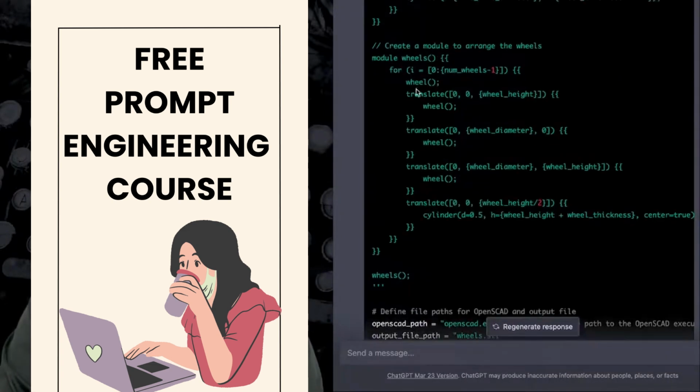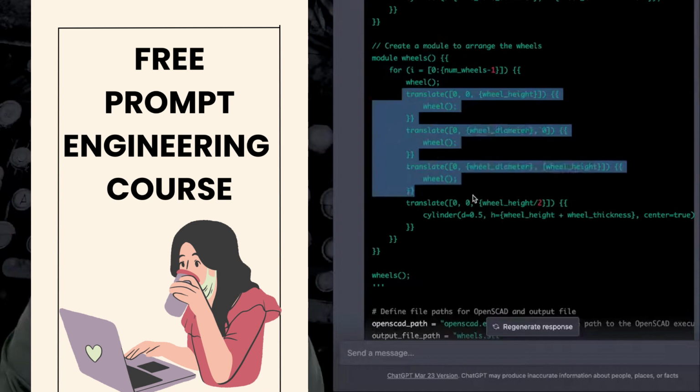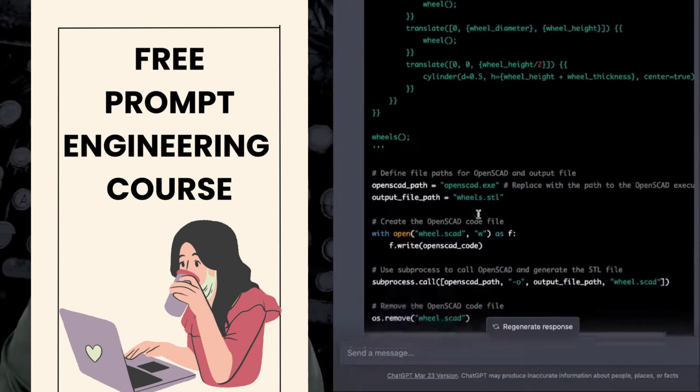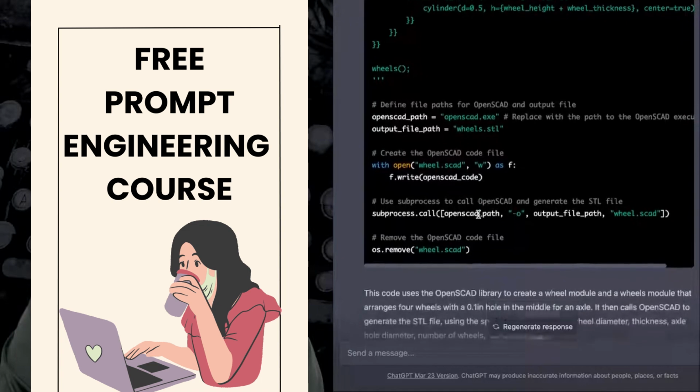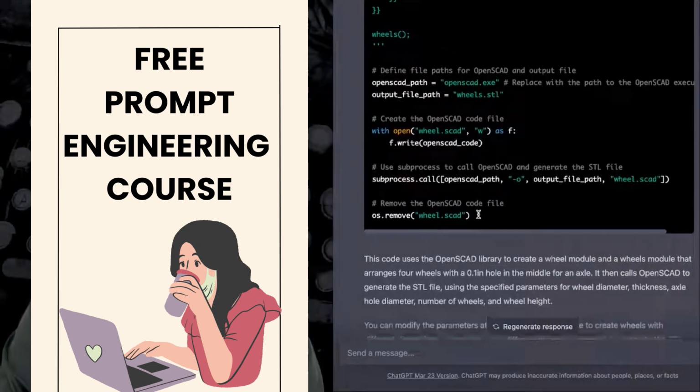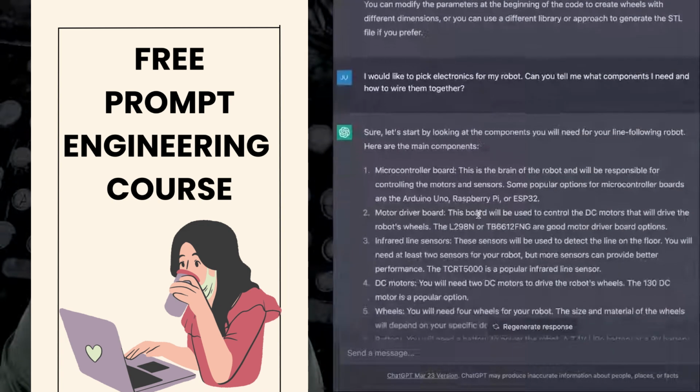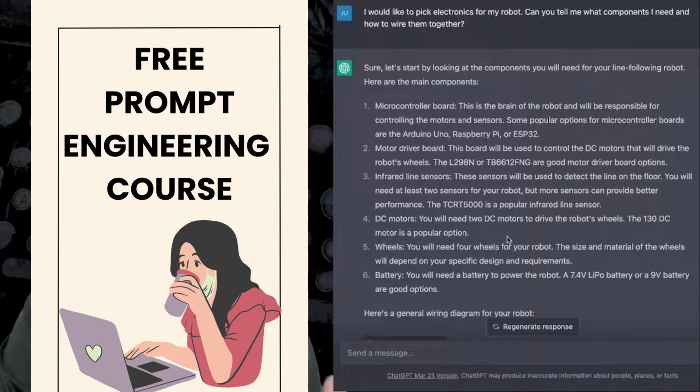I'll be fully honest, I'm just wanting to illustrate the conversational aspect of this. But it certainly has things that look like wheels in the output that it's producing. It's looking like it produces something that I could probably 3D print. And then I say, well, I'd like to pick electronics for my robot. Can you tell me what components I need and how to wire them together? And it starts giving me information.